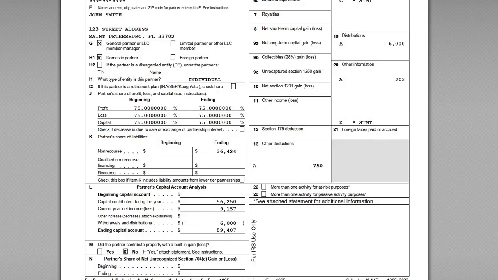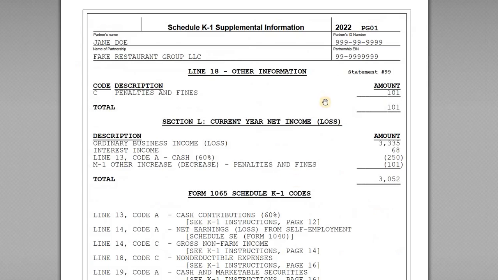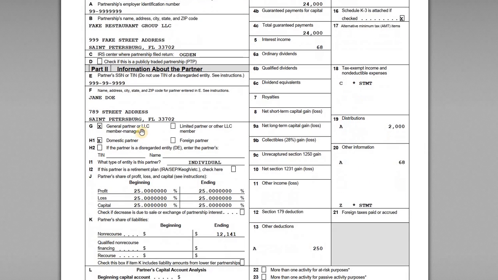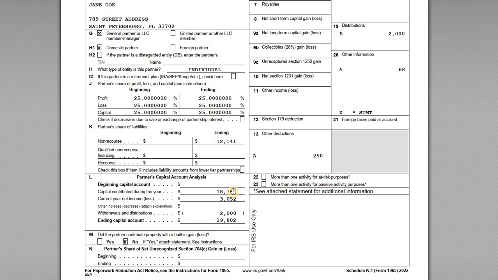Now, these same allocation principles apply to Jane, right? So Jane's K1, this is her K1. Again, all the same elements here about the company. She has a LLC member manager, a domestic partner, and we can see her reconciliation in item L here, right? Cash she contributed, her allocation of the net income, distributions, and ending capital account.